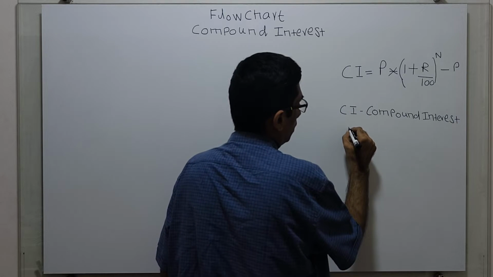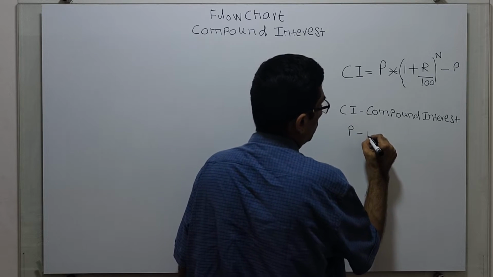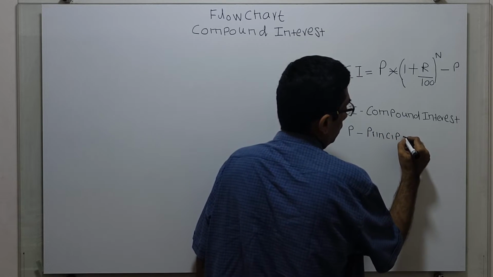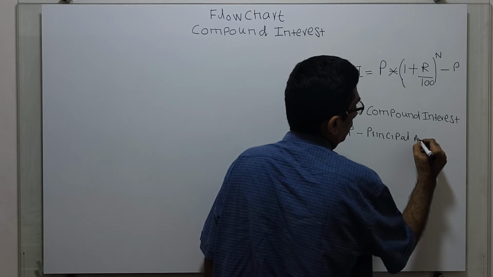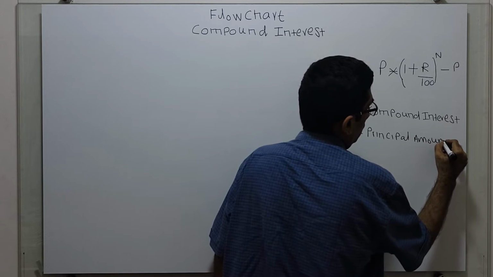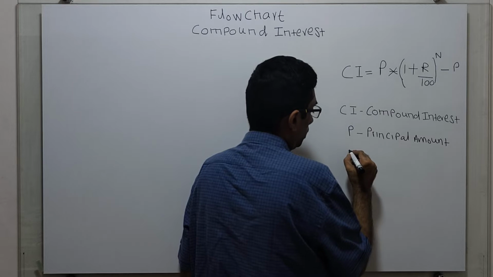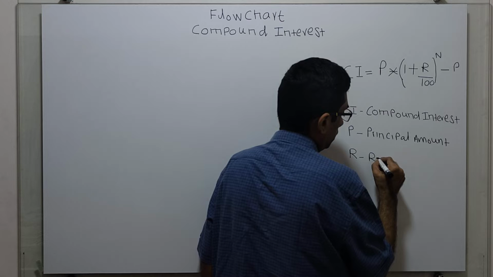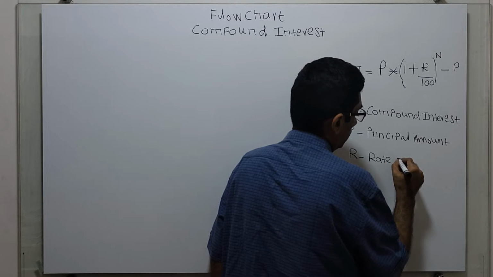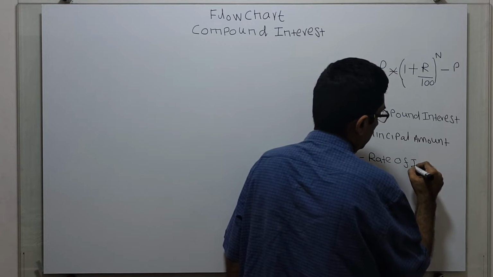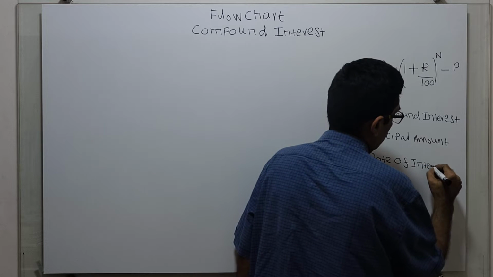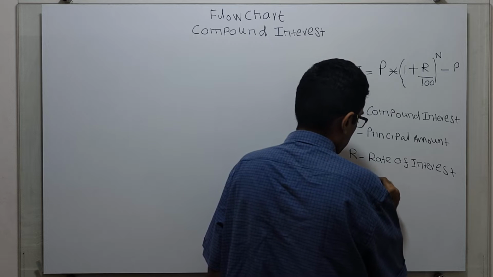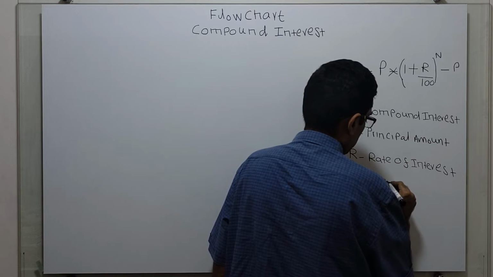P stands for principal amount. R stands for rate of interest. N stands for number of years.